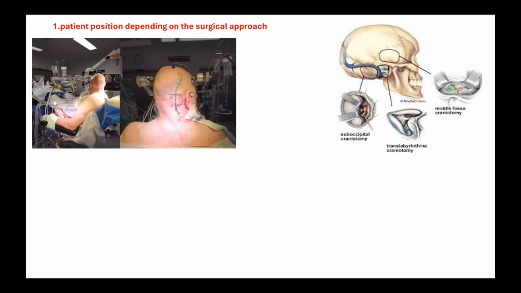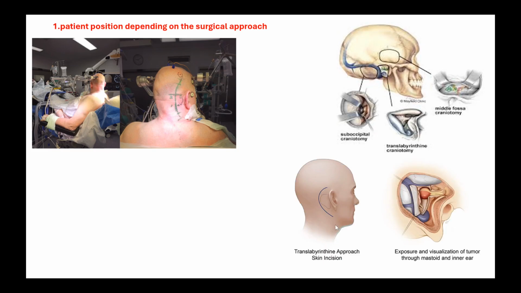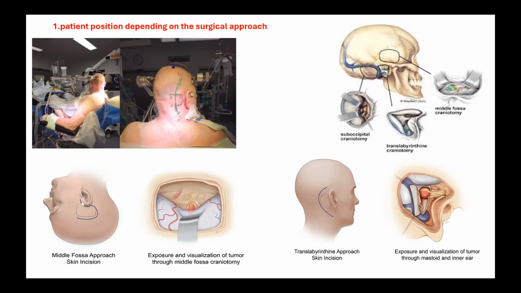So these compression stockings and leg mechanisms should be applied well before you start the positioning of the patient. And the pressure points all have to be taken care of, especially at the elbow, wrist and the knee. And this is the incision for the translabyrinthine approach where the exposure is done. And this is the middle cranial fossa approach, which is done on the temporal region. And this is the exposure that will be done by this approach.